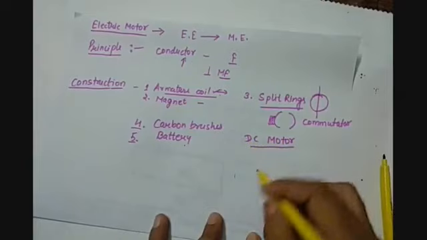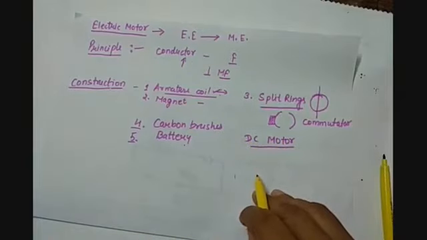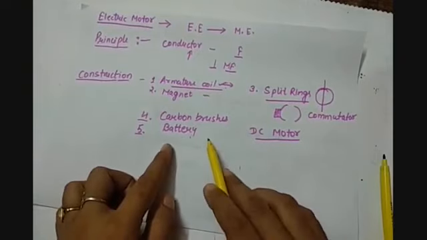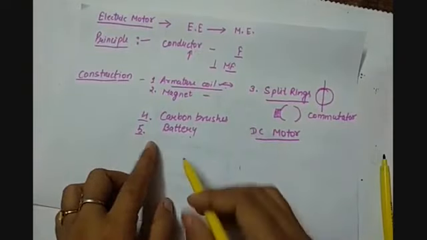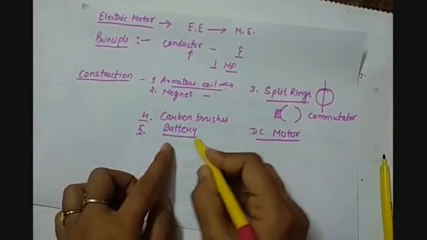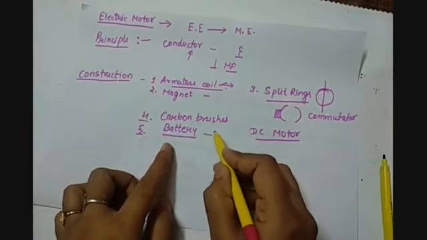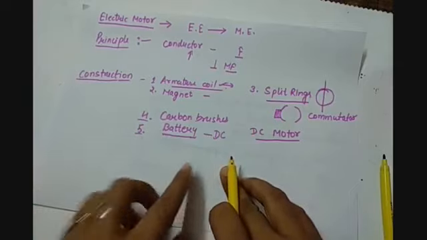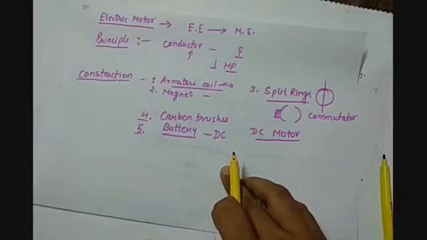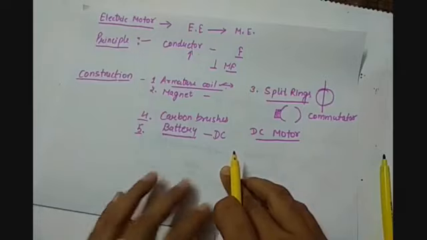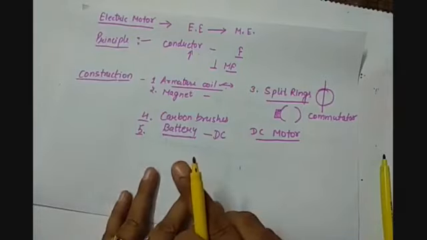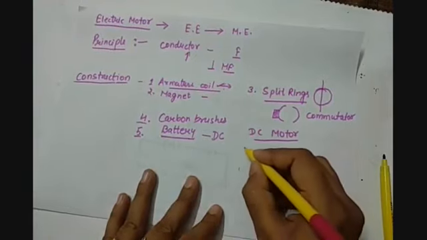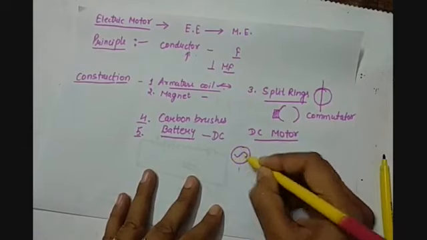As we know, there are two types of current, AC and DC. When we supply electrical energy to the armature coil with the help of a battery, which gives us a DC supply, direct current, then that type of electric motor is called a DC motor. When we supply AC current to the armature coil, then that type of electric motor is called an AC electric motor. And the symbol for the AC is this.